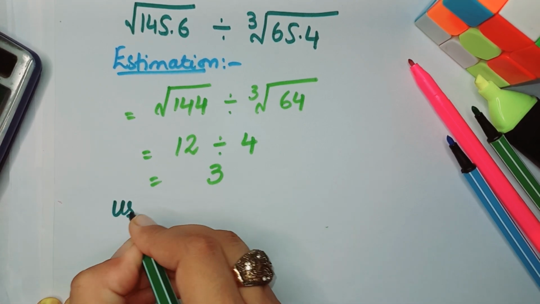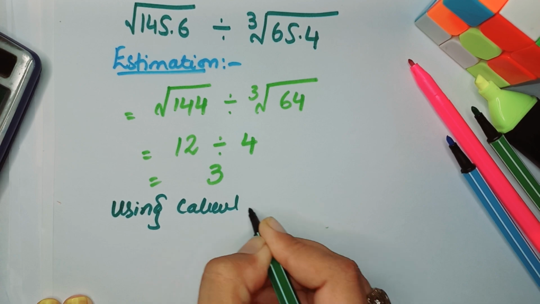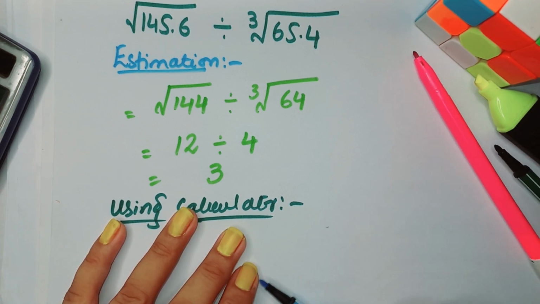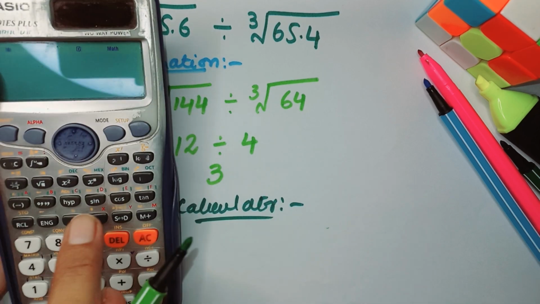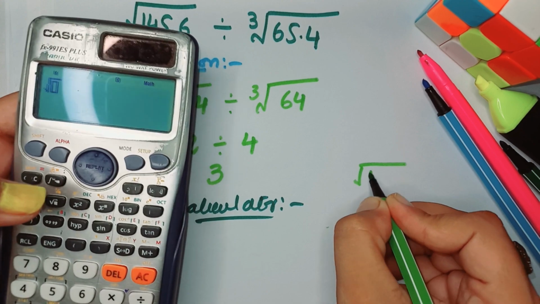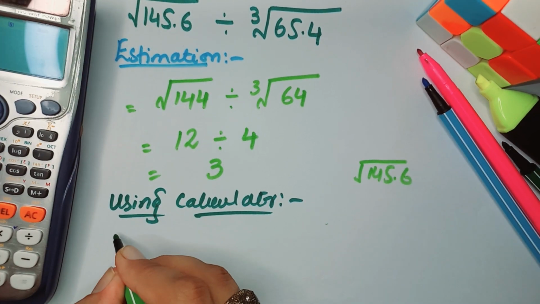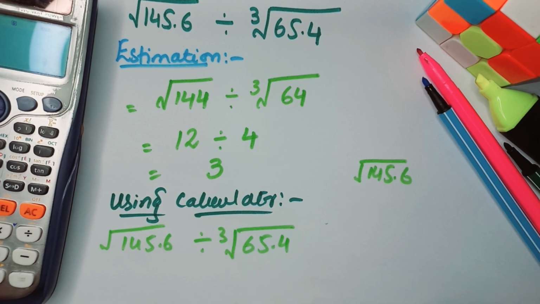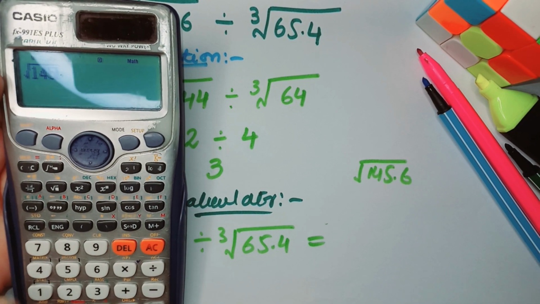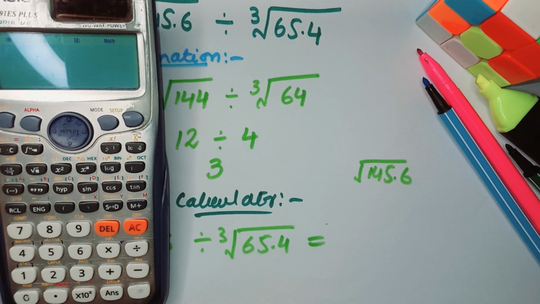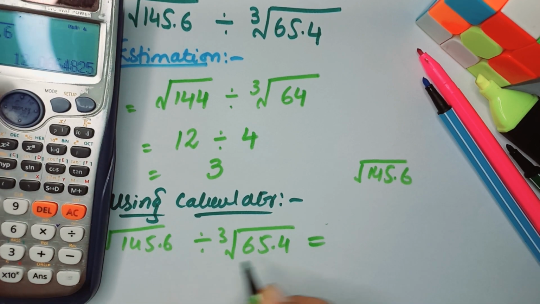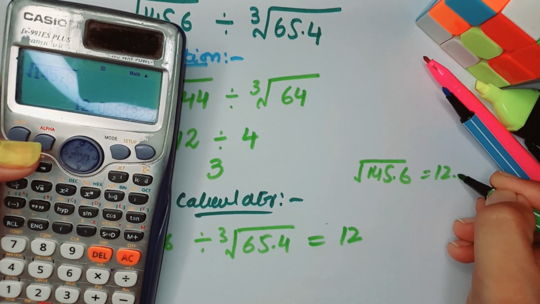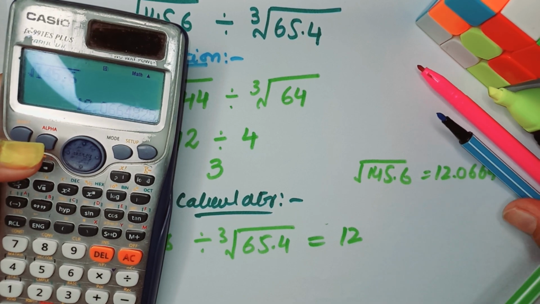Now, using the calculator, let's check. So we have the square root of 145.6. We can write here 145.6 divided by the cube root of 65.4. So for the square root of 145.6, I got 12.066448.